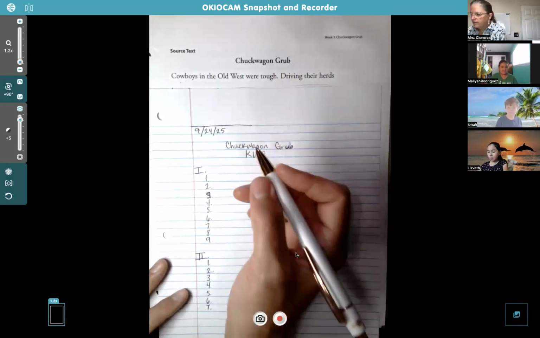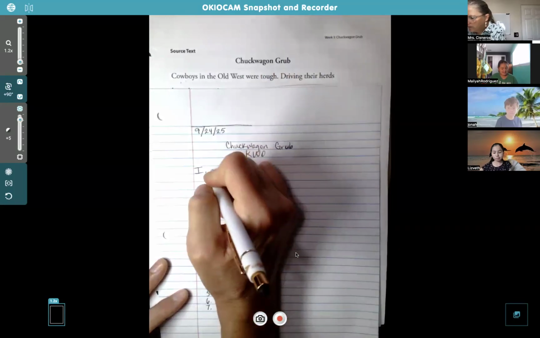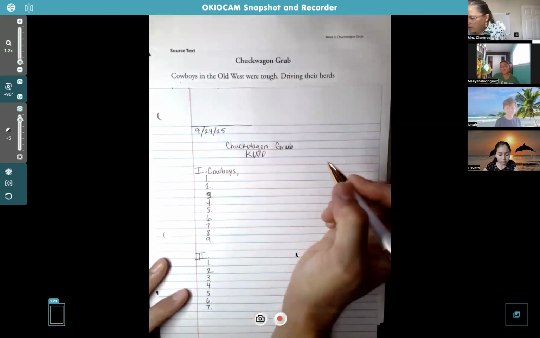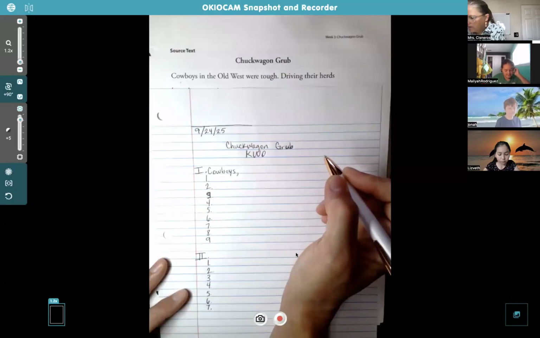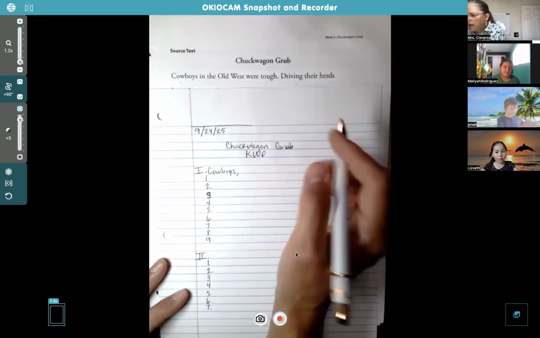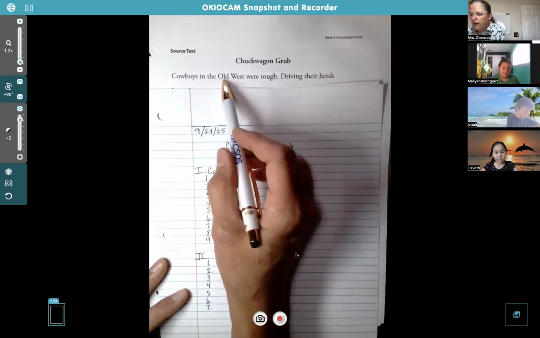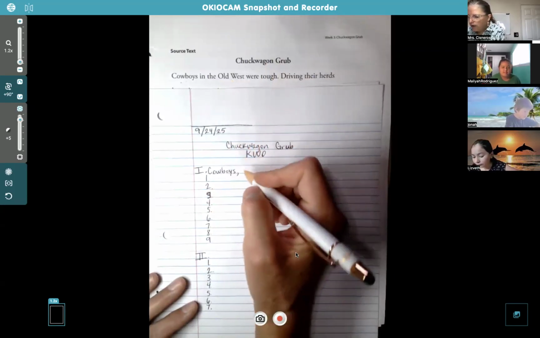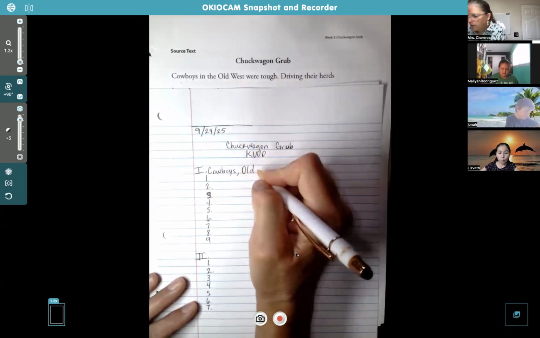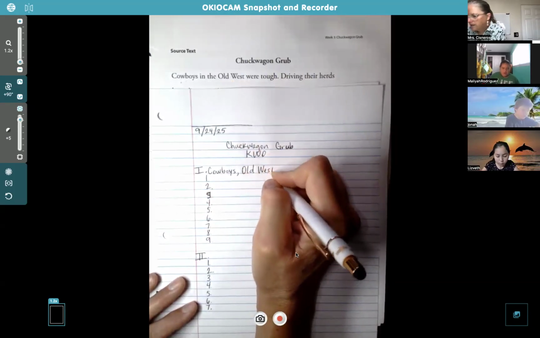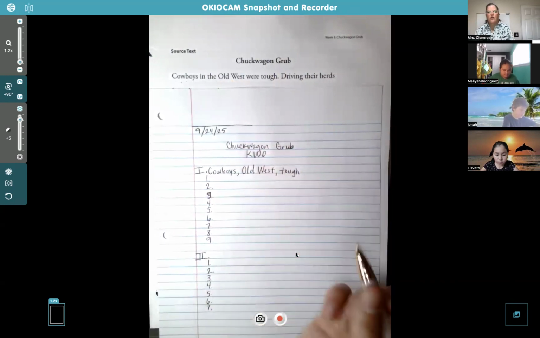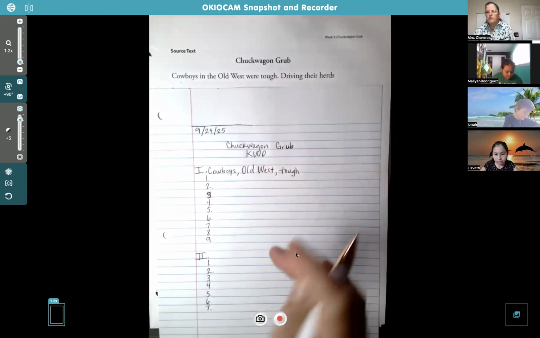Cowboys, yeah. And then can we just say Cowboys, West, and then put tough? And I think we could do Old West because they're capitalized. So that's the name of that area. I would say for that, we can count that as one. So let's put Old West. And then I agree, the word tough. So we have Cowboys, Old West, tough. That was pretty easy.